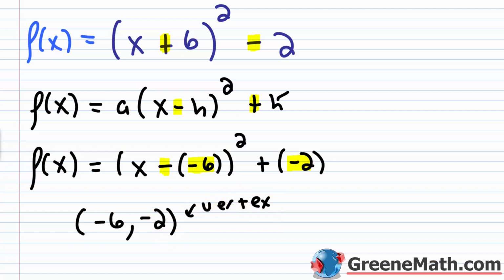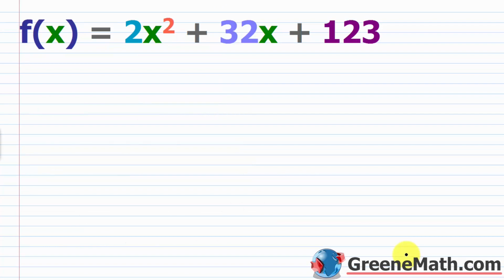All right, let's look at another one. So this one will be a little bit more challenging because the coefficient on x squared is not 1. So we have f of x equals 2x squared plus 32x plus 123. So again, the first thing you have to do is make sure that this guy is a 1. Now, when you're solving quadratic equations by completing the square, you just divide everything by 2. But you don't want to do that here, again, because you have this f of x over here. You don't want to mess with that.